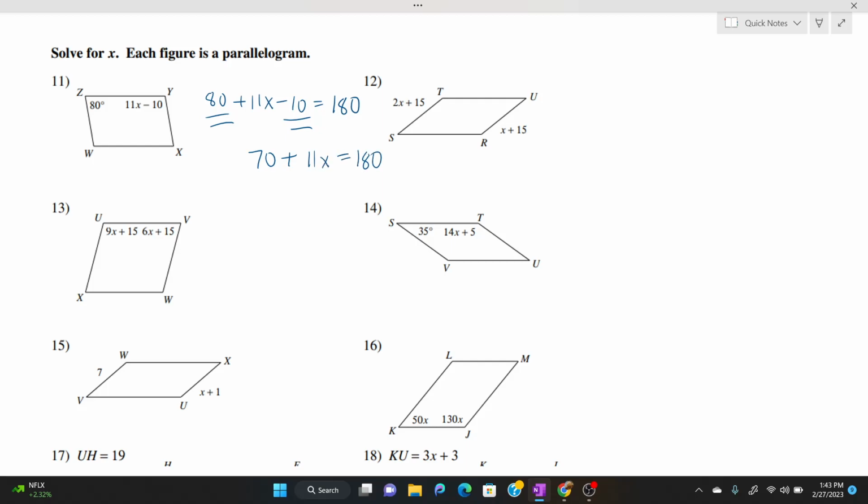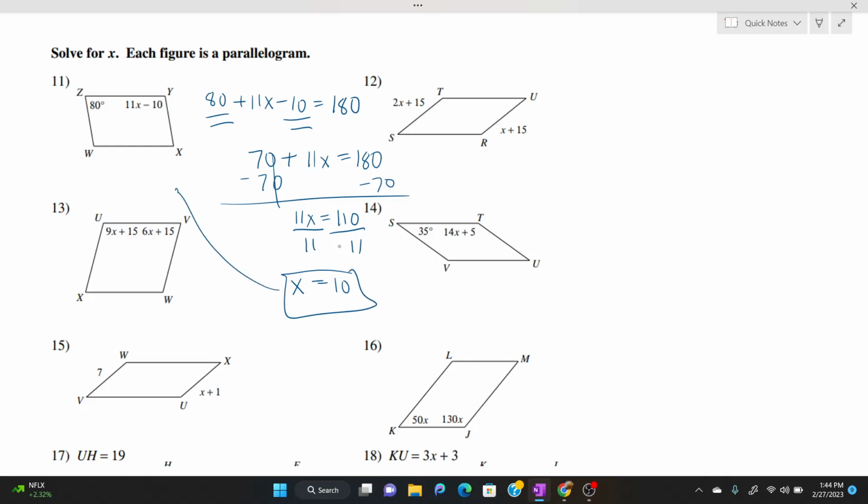Now, I want to get variables to one side, numbers to the other. Since my variables are already here on the left, I'm going to subtract 70 from both sides. Cancel. So I get 11x equals 110. Divide by 11, the number in front of x. You get 10. You might need to show your work on a separate sheet of paper here because there is not that much room. I apologize.